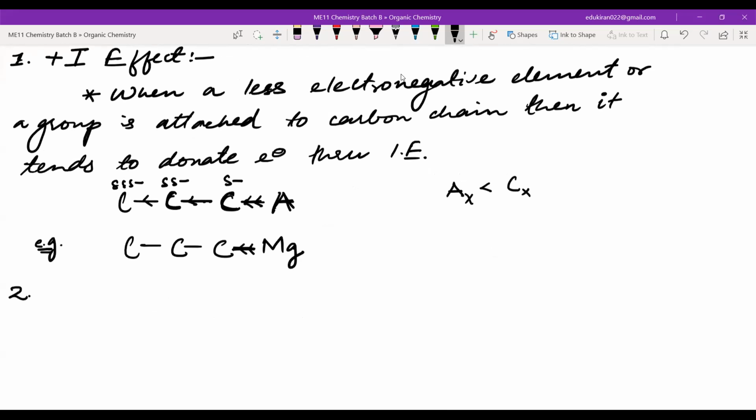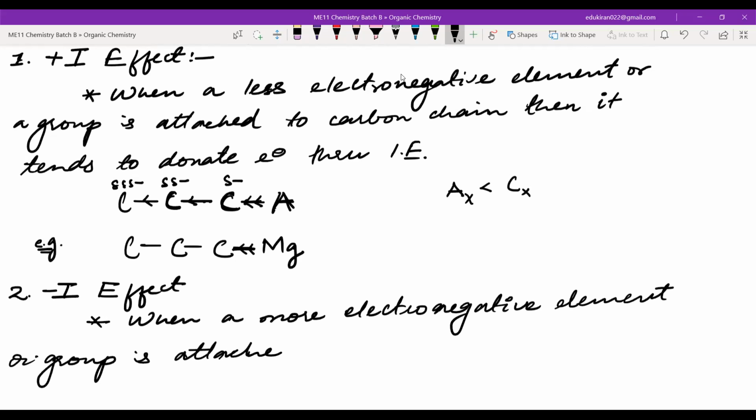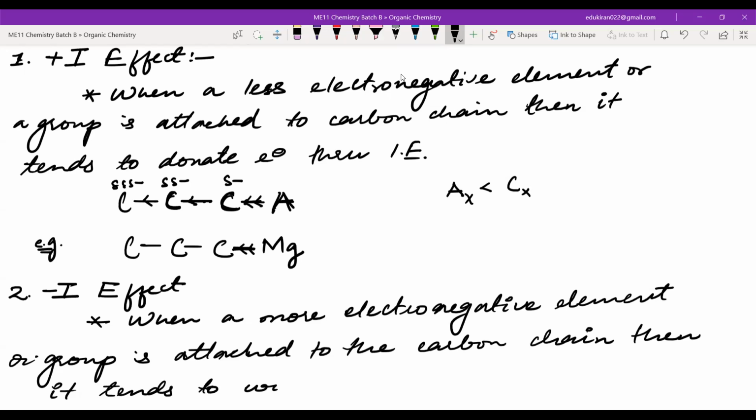Right, the second part, minus I effect. Now the same thing, but when a more electronegative element or group is attached to the carbon chain, then it tends to withdraw electrons through inductive effect.